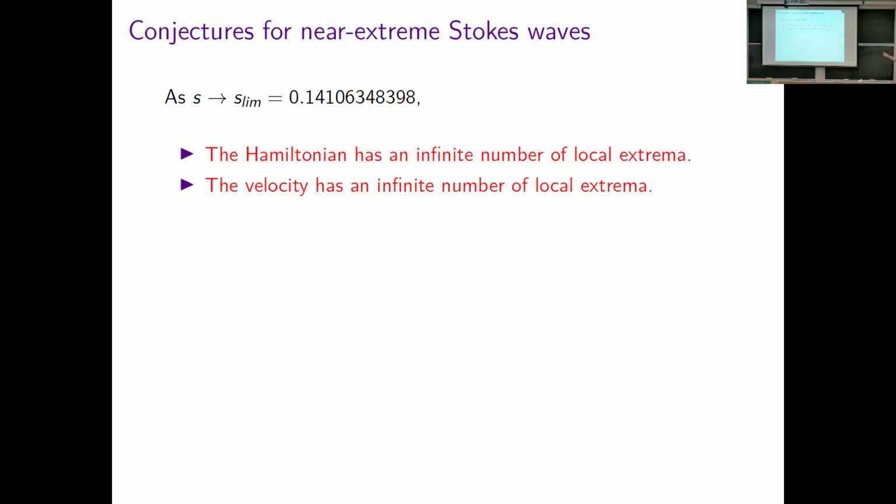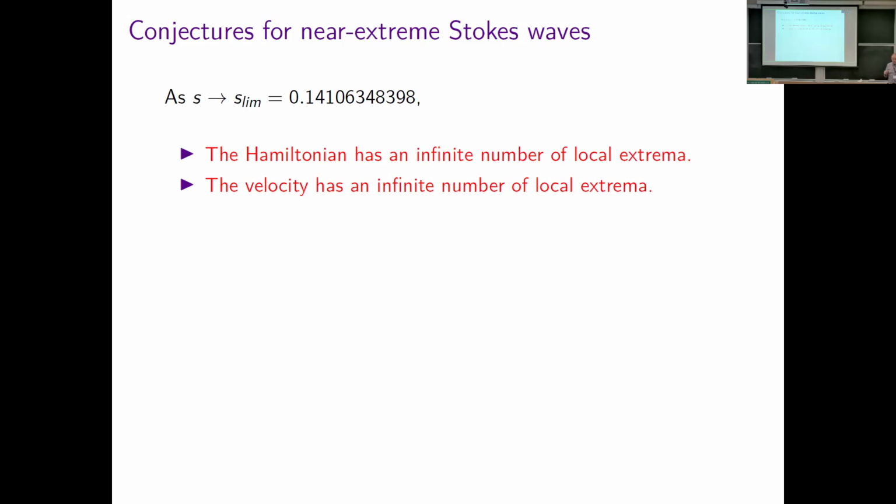Two conjectures, they're in red because they're not ours. And also, if these are not true, then everything else that I'll say is wrong. But we believe these are true. We believe that the Hamiltonian has an infinite number of local extrema, and there's actually a paper that Eric told me about that comes very, very close to proving that. We also believe that the velocity has an infinite number of local extrema.